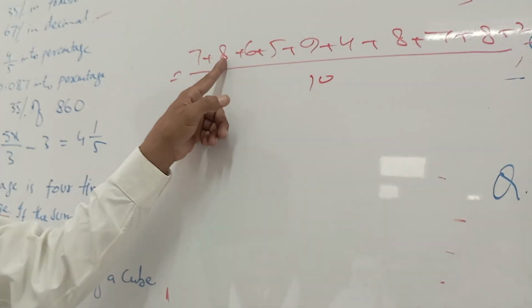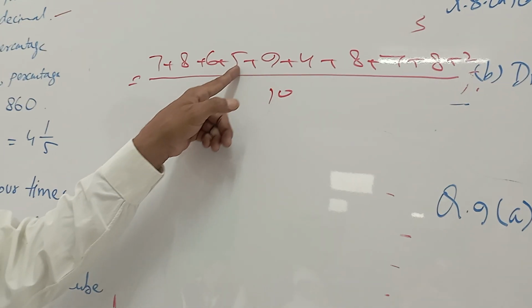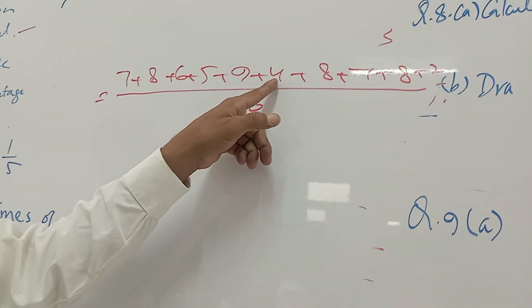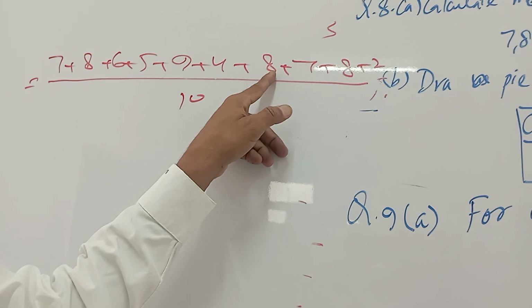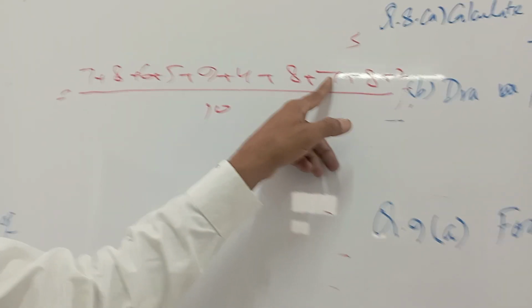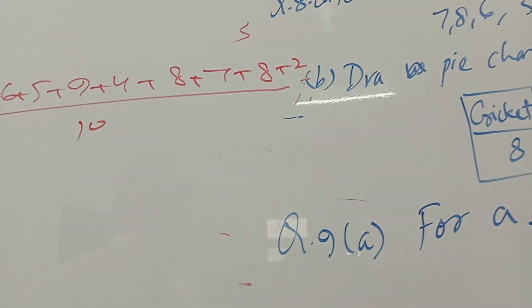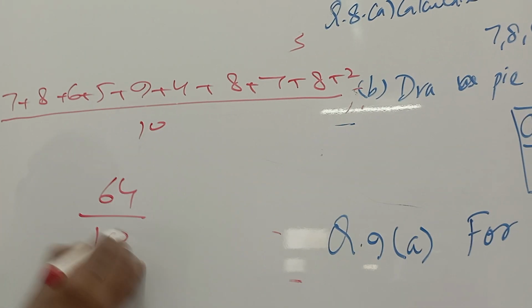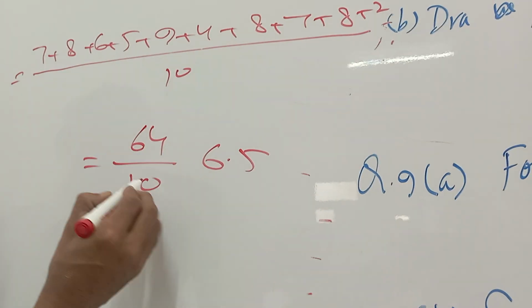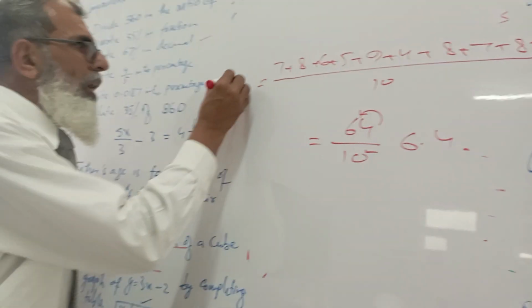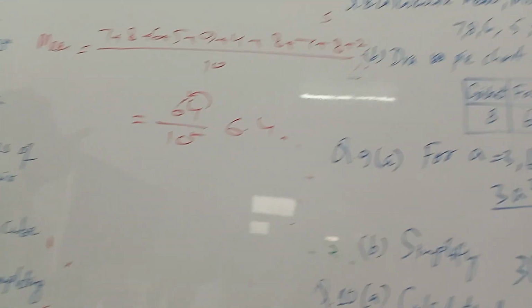7 plus 8, 15, 21, 26, 35, 39, 40, 47, 54, and 64. So 64 divided by 10, which is equal to 6.5. Because we know that there's a 0, the decimal goes one step back. So 6.4, sorry, 6.4. Okay. So this is your mean.